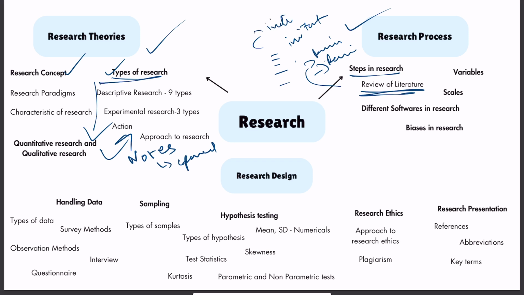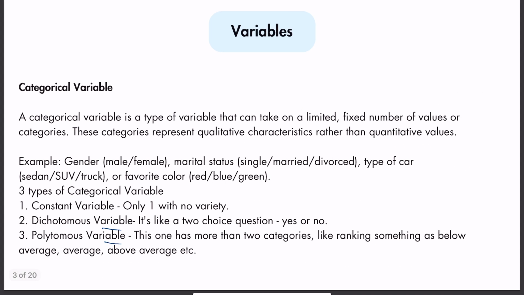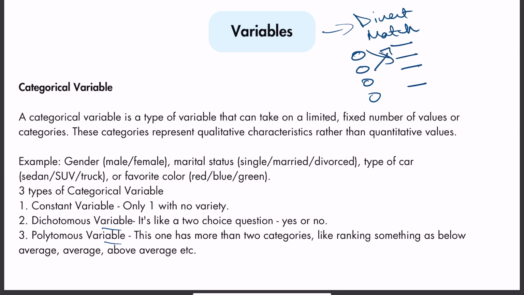So the ones that do require a lot of notes, a lot of theory are variables, scales, different software in research such as SPSS, Stata or Turnitin, and biases in research, which I'll be tackling in this particular video. So let's get started. First are variables, and we're going to be doing different types of variables. And you can expect direct questions from these, mostly in the form of match the following. So you'll be given different types of variables, different definitions, and you might have to mix and match to see what definition fits what variable.